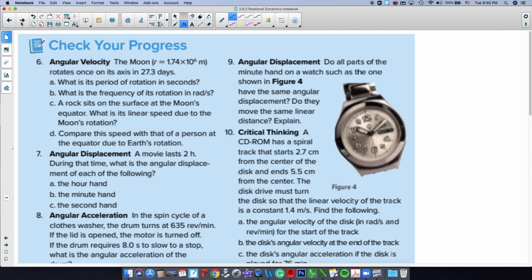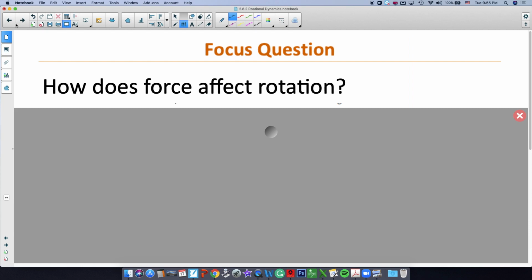So I can come back to these if I need to. This will be a review from 2.8.1 when we looked at angular velocity, angular acceleration and angular displacement. Okay, so the question here is, how does force affect rotation? So if I apply a force to something, how can that affect my rotation? We talked briefly about circular motion and how that begins, and we can swing something from a rope or a chain. That'll be a centripetal force. What if I am pushing something and it turns at an angle?